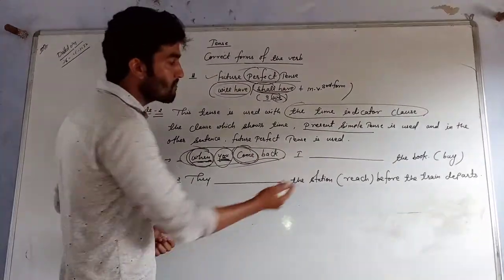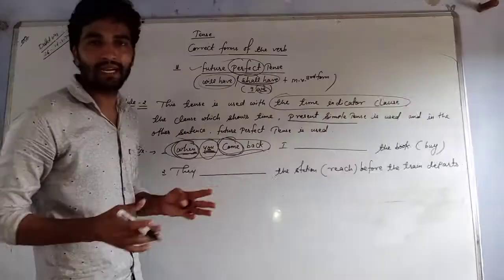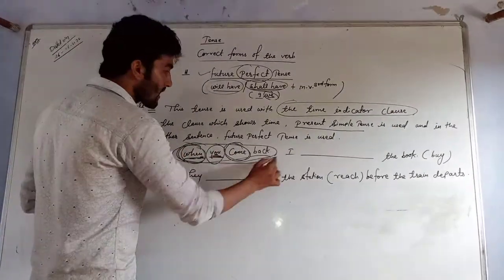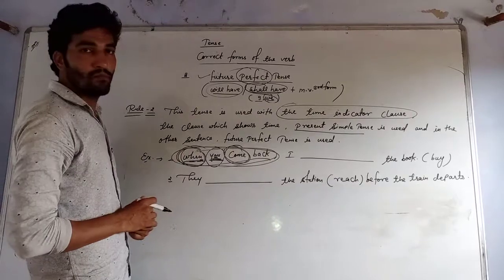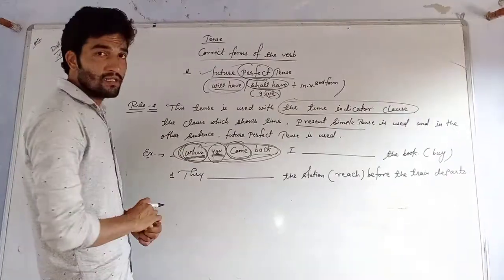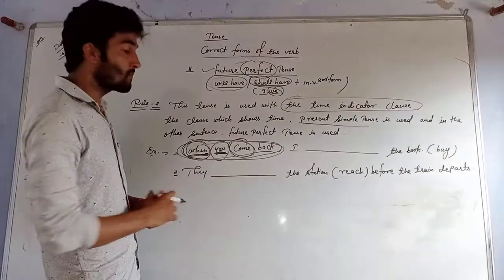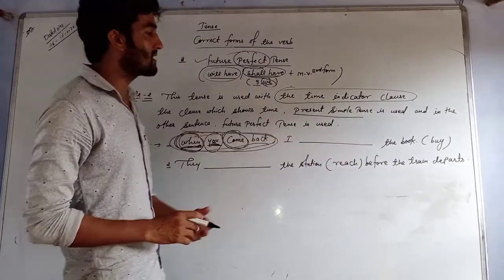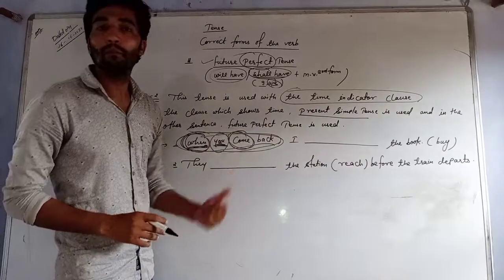So, I blank the book, in the bracket the verb is buy. Here is given a clause which begins with when. This is the time indicator clause. So in the second sentence you will use the future perfect tense.